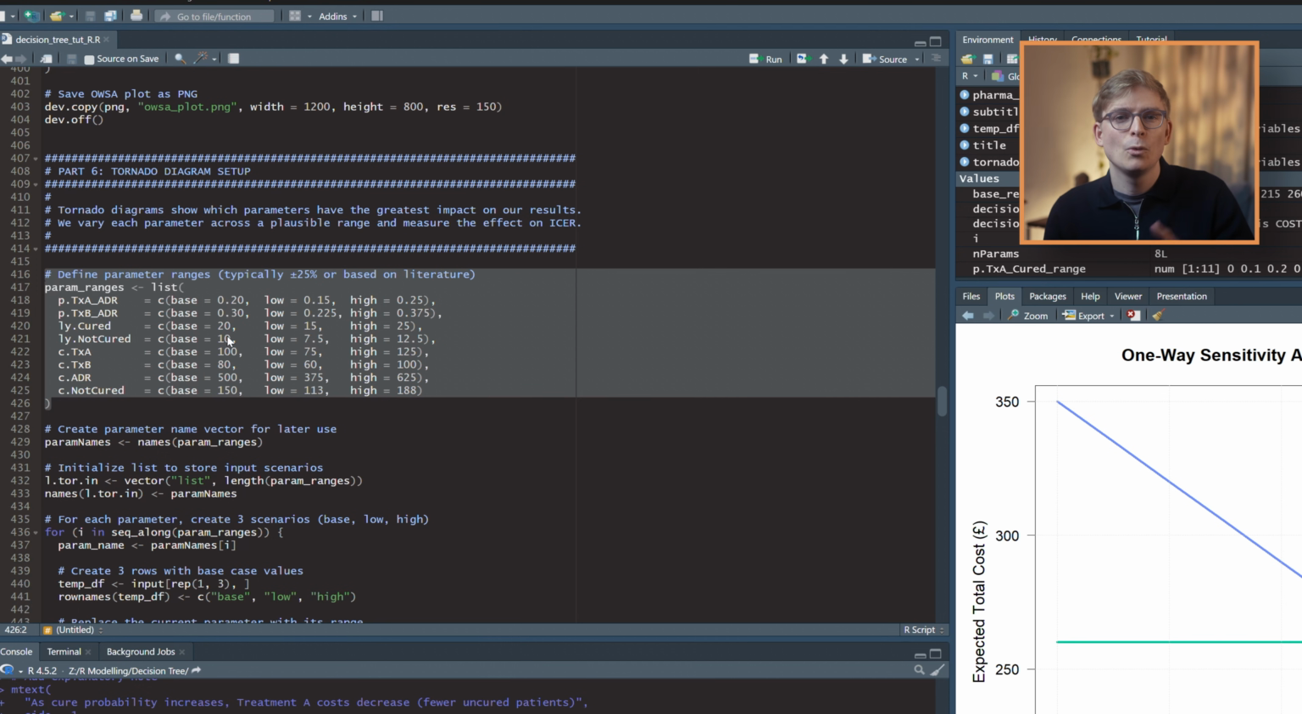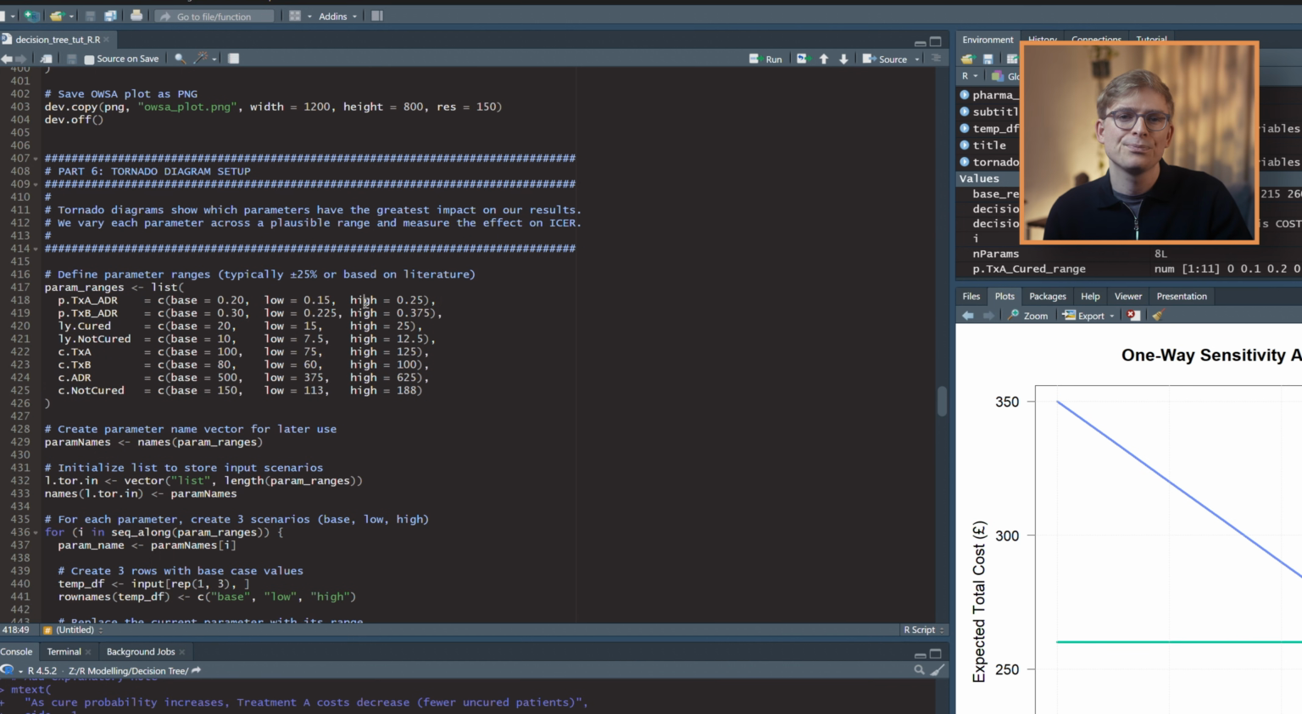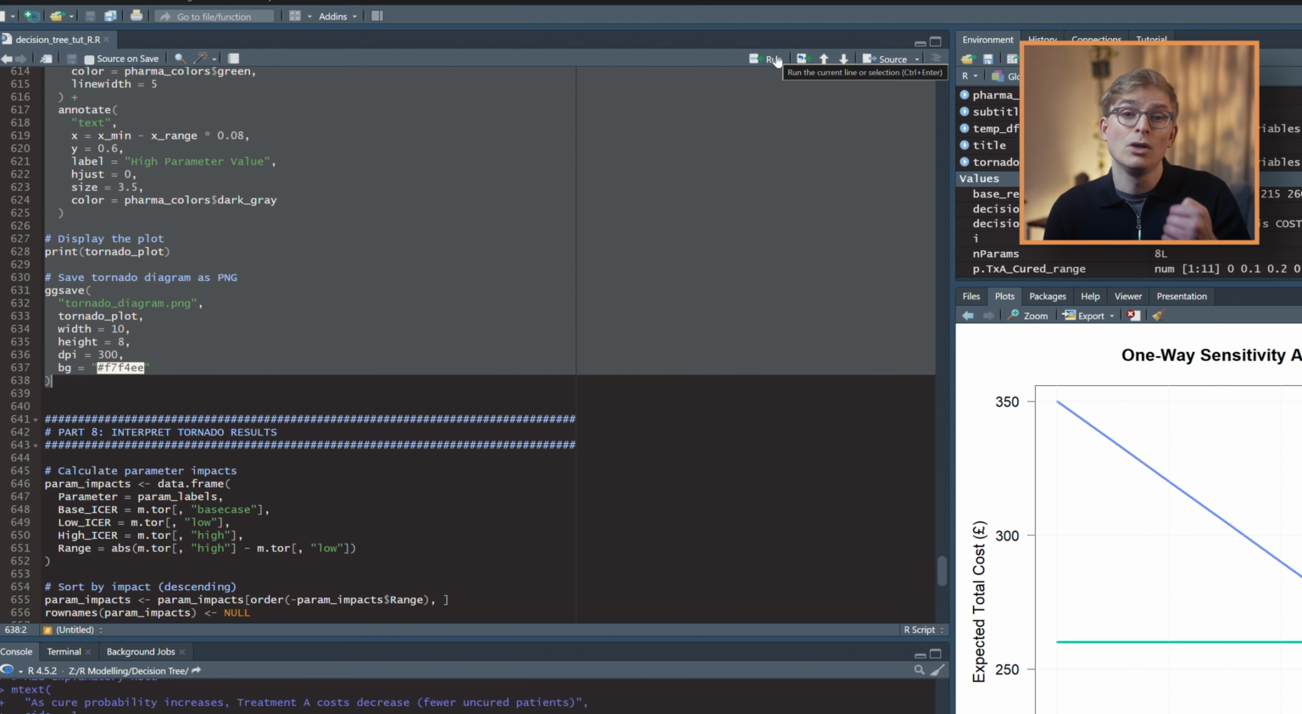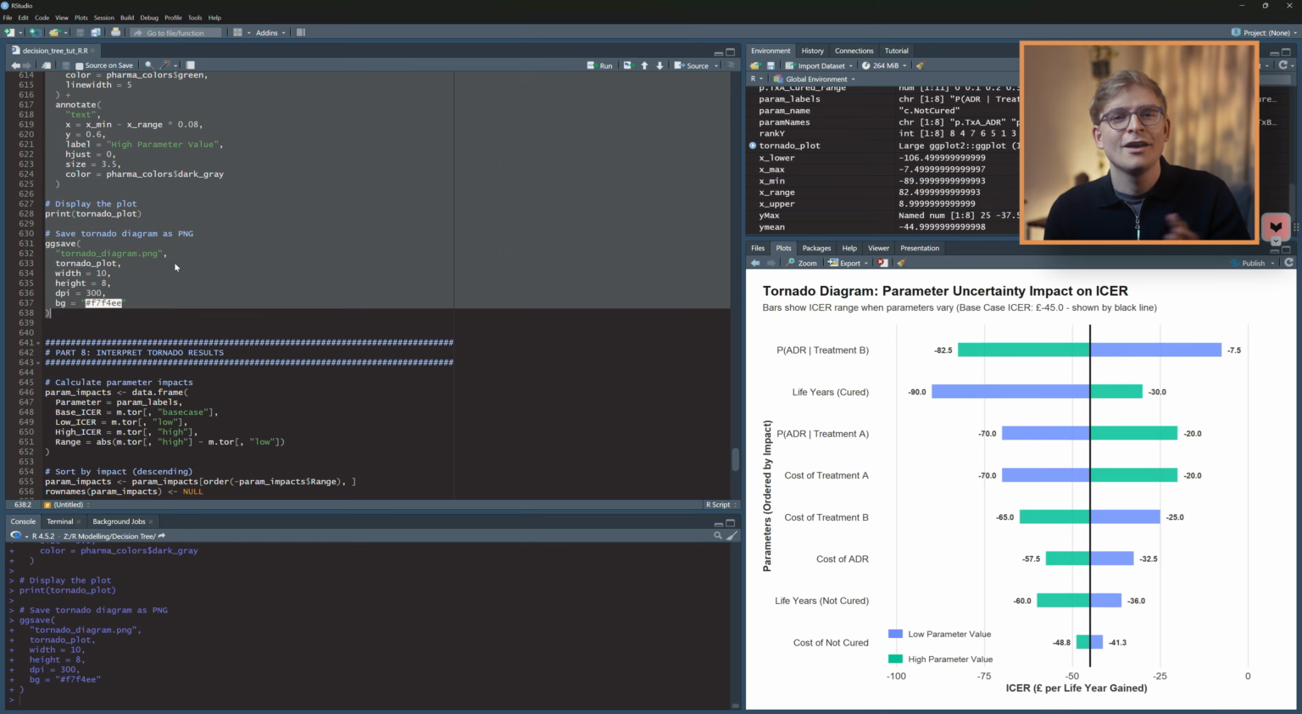For each parameter, we create 3 scenarios: base case, low value, and high value. Then we run our model for all 3 scenarios and extract the ICER for the low value and the high value. And here's our tornado diagram. It's called a tornado diagram because the bars are ranked by impact, creating that striking tornado shape. The parameters at the top, like the probability of ADR for B or life years gained when cured, have the biggest impact on our ICER. The parameters at the bottom have minimal influence.